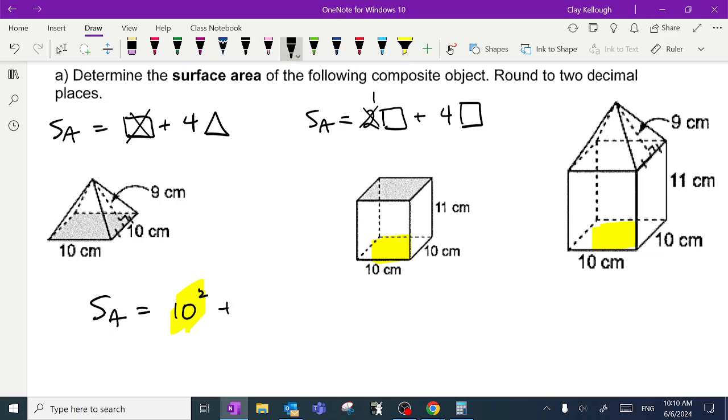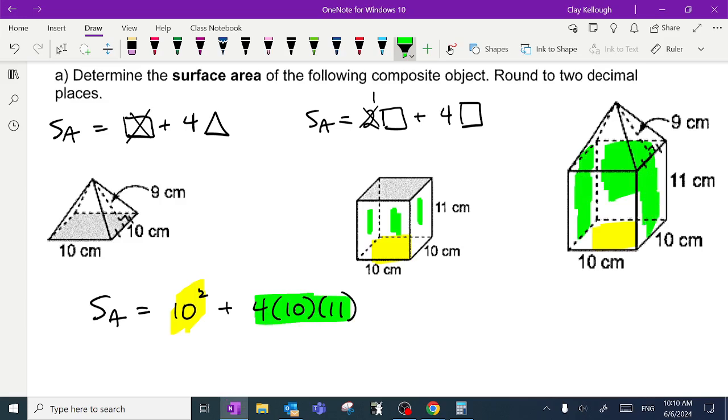Plus, let's do the rectangles next. There are 4 rectangles that are 11 by 10. All the rectangles here, here, here, all 4 of them are the same. They're all 10 by 11. So I have 4 times 10 by 11. That takes care of the green parts here. So that's the green, the green, the green.